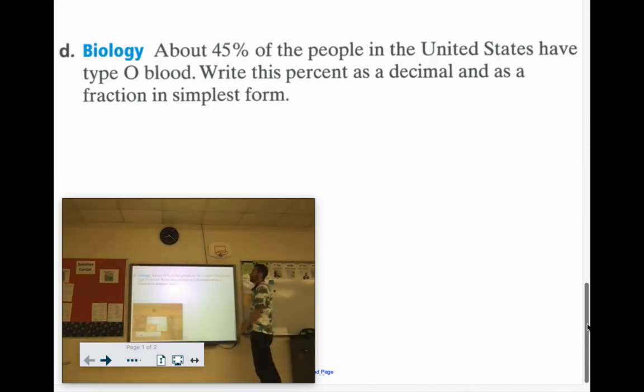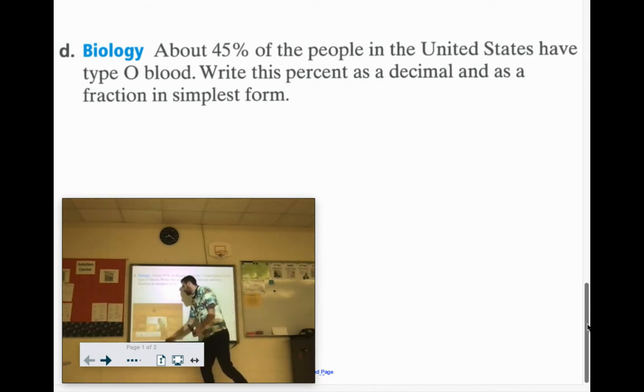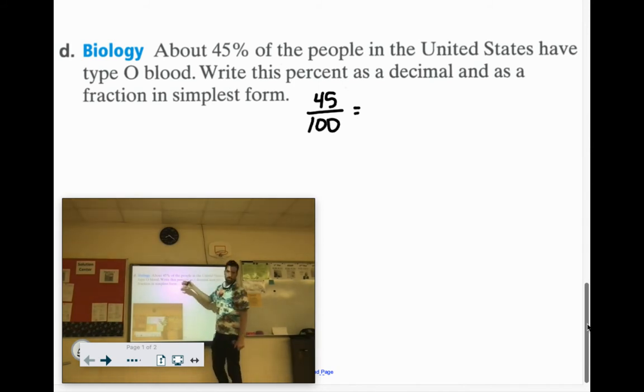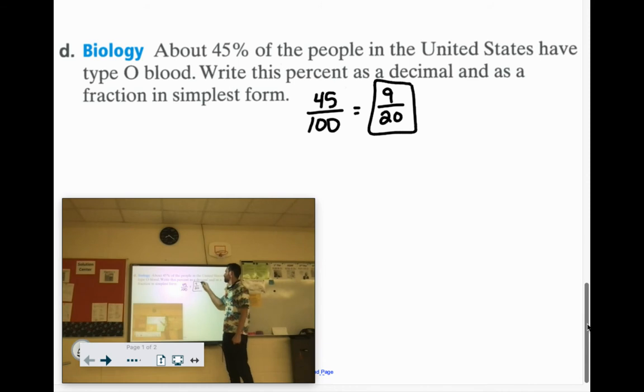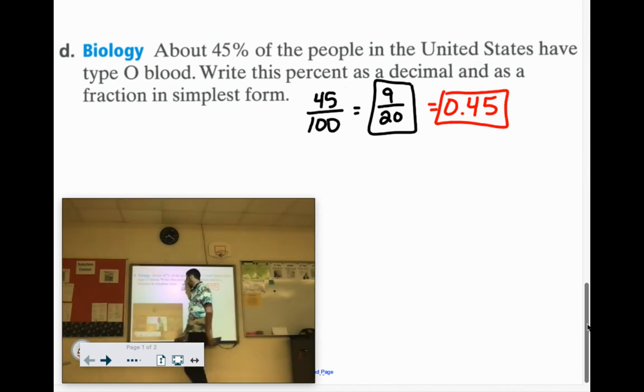About 45% of people in the United States have type O blood. Write this percent as a decimal and as a fraction in simplest form. Let's write it as a fraction first. So 45% is 45 over 100, which if we simplify that, those are both divisible by 5. 45 divided by 5 is 9. 100 divided by 5 is 20. So there it is as a fraction. Now as a decimal, you can just divide, or move the decimal twice, it becomes 0.45.